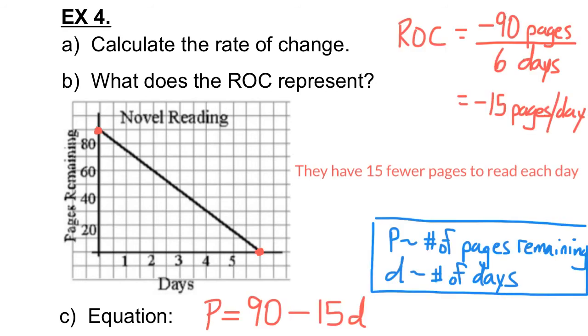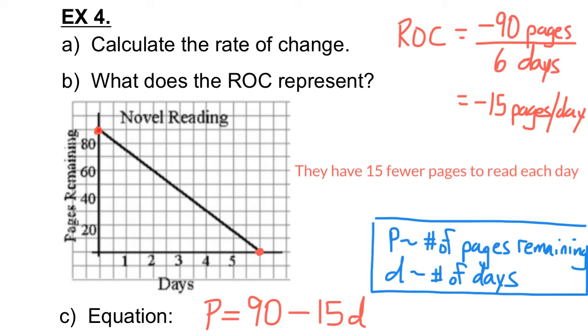So I picked 2 points on the line, calculated my rate of change. I noticed that the number of pages decreases over the number of days, so that's a negative rate of change. And it's changing by 15 pages each day. So my rate of change is negative 15 pages per day. So what that means is they have 15 fewer pages to read each day.